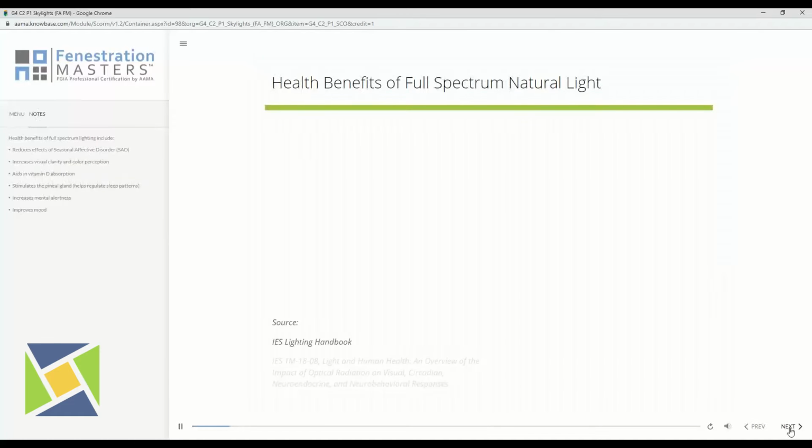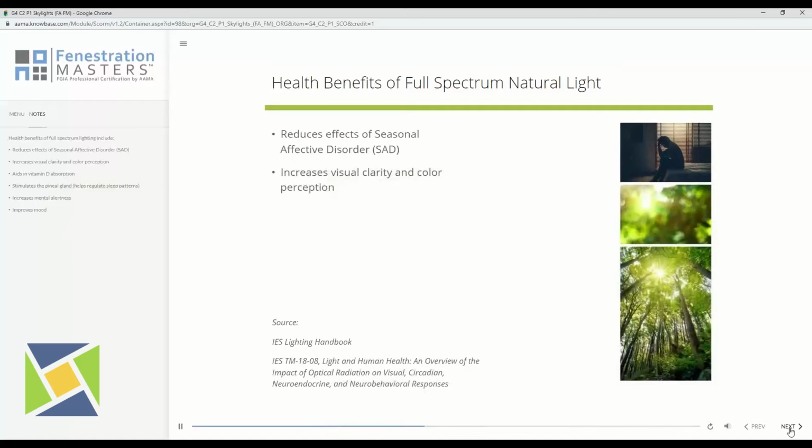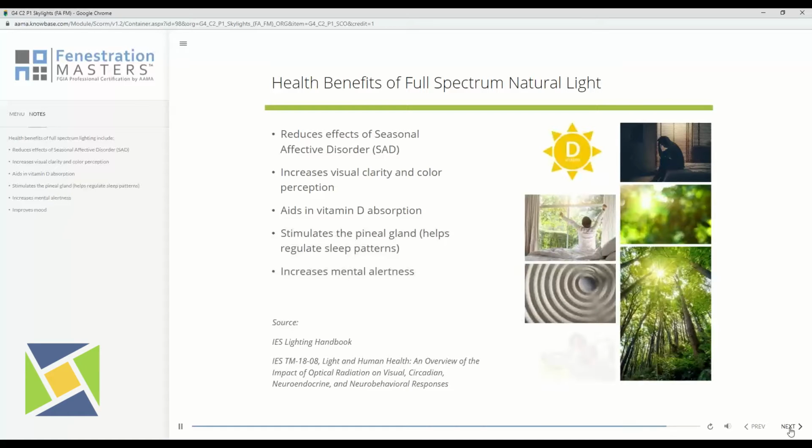Health benefits of full spectrum lighting include reduces effects of seasonal affective disorder, SAD, increases visual clarity and color perception, aids in vitamin D absorption, stimulates the pineal gland, helps regulate sleep patterns, increases mental alertness, and improves mood.